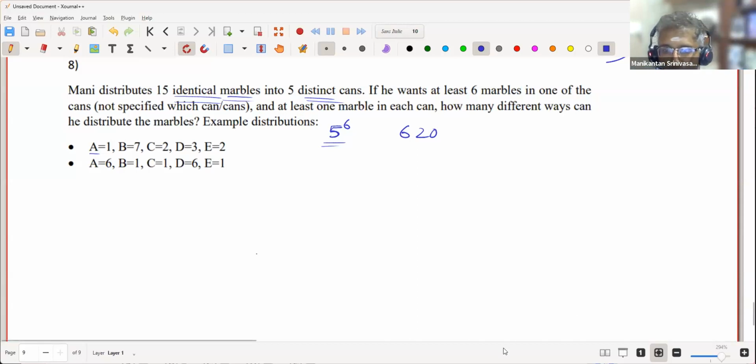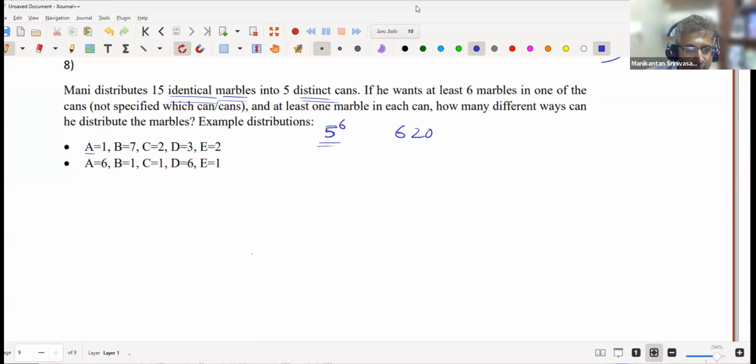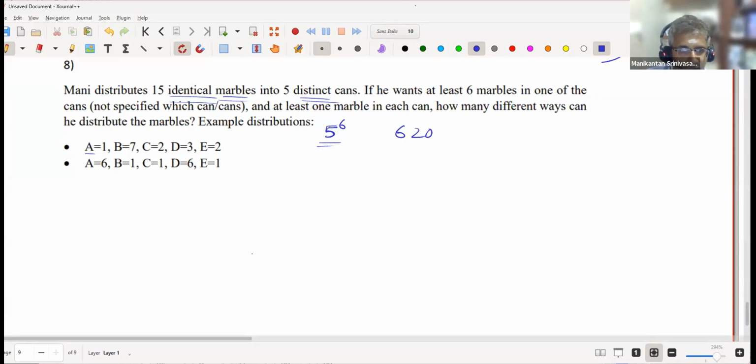Okay, so there are 2 cases, right? So I've given 2 examples, right? So if 2 cans take 6 each, then automatically there is just bare minimum left for the other 3, right? Bare minimum, you need 1, 1, 1. Bare minimum, you need 1 for each can. And then if 2 of the cans occupy 6, then the distribution is only 6, 6, 1, 1, 1, right? Some permutation of this. Okay, let's do this case first. 6, 6, 1, 1, 1.